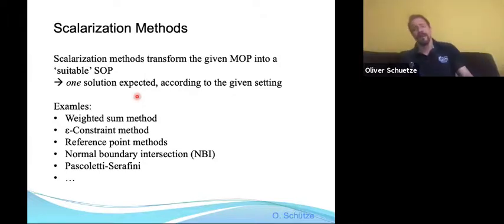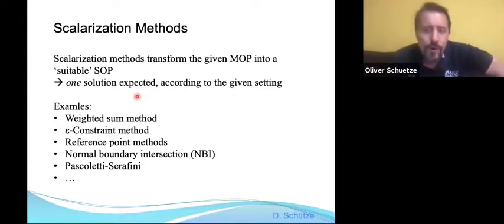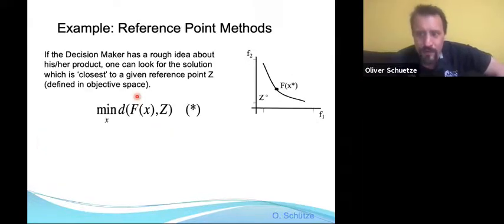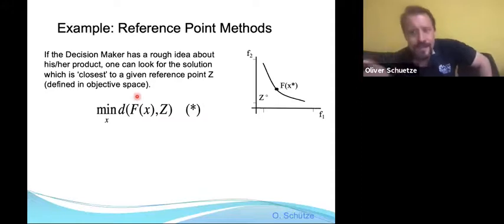There are like 100 different methods for this. They work, but they have troubles. And I will explain it on the particular example of the reference point method. And here I take the easiest reference point method, but the problem holds for all scalarization methods.